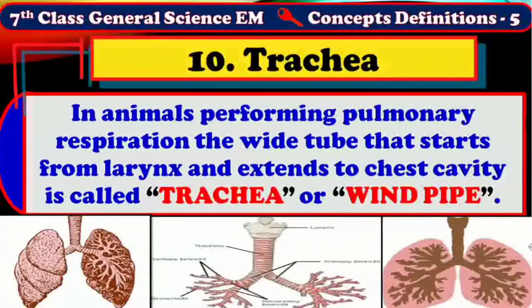These trachea walls are covered by C-shaped cartilaginous rings. There are 20 C-shaped cartilaginous rings present in trachea. These C-shaped cartilaginous rings protect the trachea from closing or collapsing.